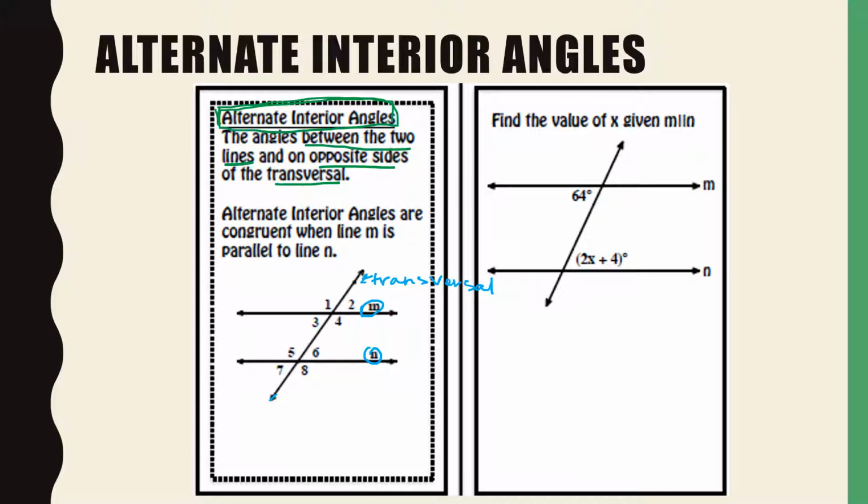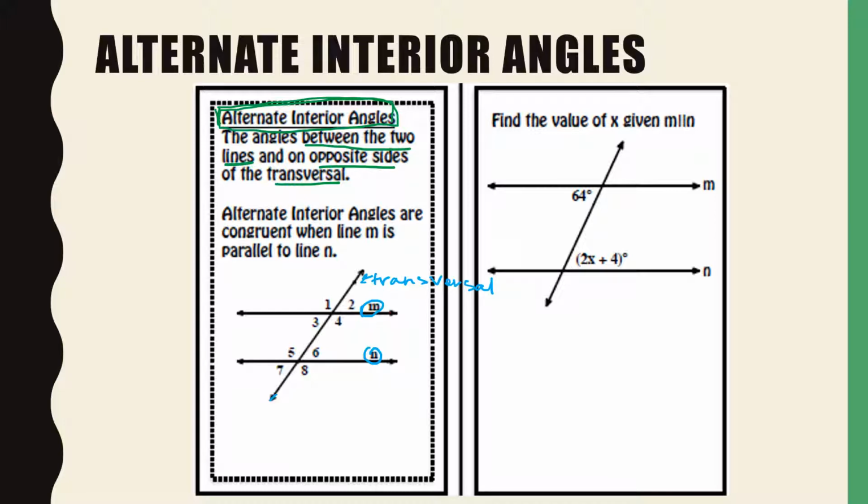So when we're talking about opposite sides of the transversal, you think, here's my transversal. If I'm on the left side, the opposite would be the right. So that's the first thing that we need to look for. The other thing is it needs to be between the two lines. So it needs to be between M and N. So we have four numbers that are between N and M. We have 3, 4, 5, and 6. So those four numbers are between.